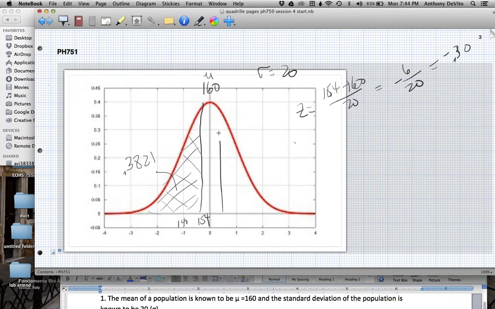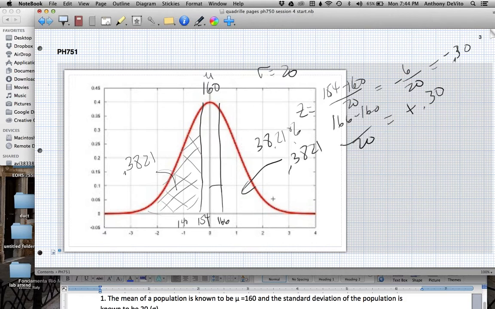166 is going to be about up here somewhere. Here's 166. And this z-score is going to be 166 minus 160 over 20, which is going to be plus 0.30. Well, we know that this is symmetrical, right? So if we have a z-score of negative 0.3 and this is 38.21, then this area is also 38.21%, or 0.3821, in terms of a probability. So this is the area that's greater than that.